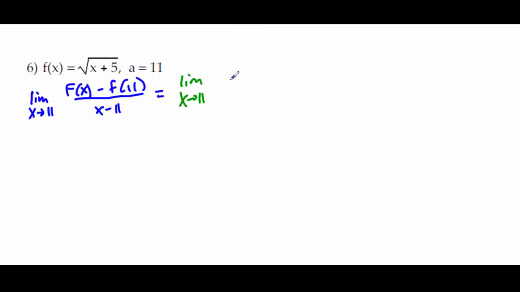The final one in this section has a square root. A is 11. So I'm going to do the limit as x goes to 11 of f of x minus f of 11 over x minus 11. So when I fill that in, I fill in f of x, so that's square root of x plus 5, minus what I get when I plug in 11. 11 plus 5, under our square root, we get 16, we square root it, and we get 4. So this is minus 4.